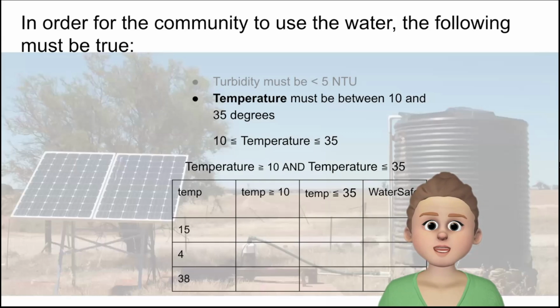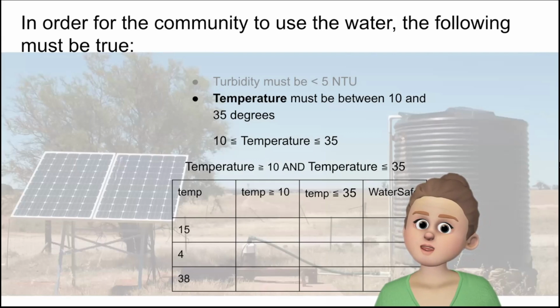Okay, so let's bring back in that temperature data information. All right, so we're going to create this table here now where we test 3 different temperatures to see if the water is safe. So this would be using an and statement. We want the temperature to be greater than or equal to 10 and the temperature to be less than or equal to 35 for that water to be safe.